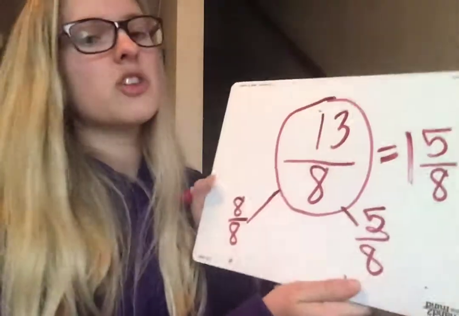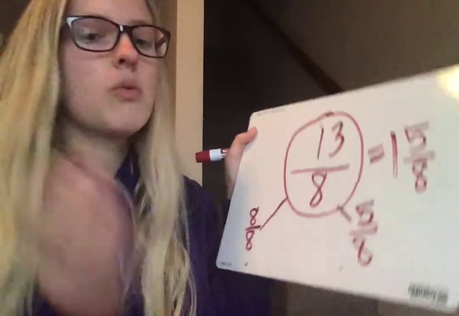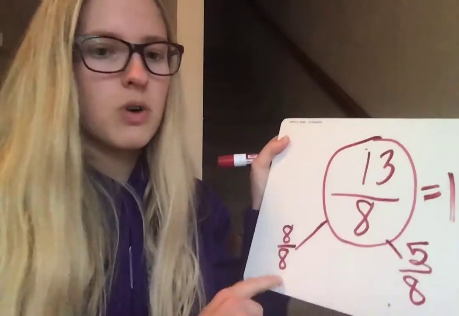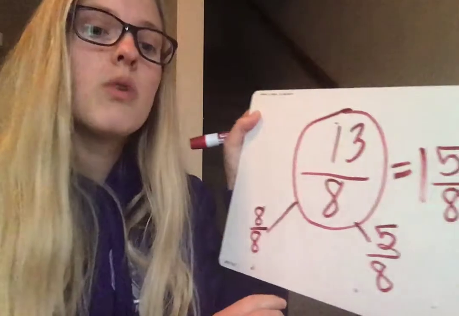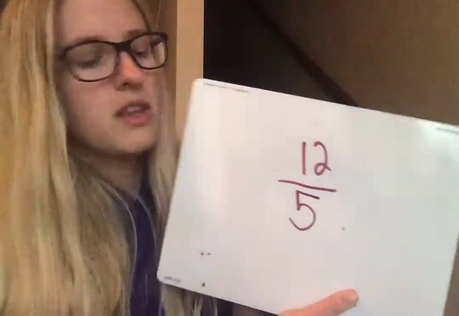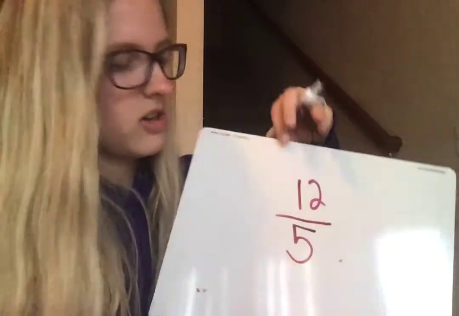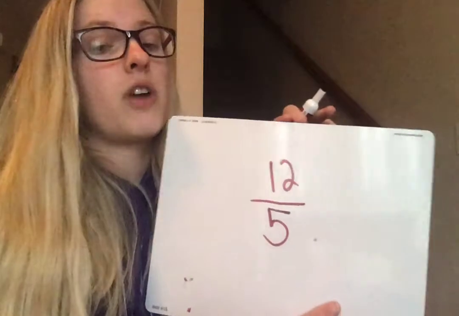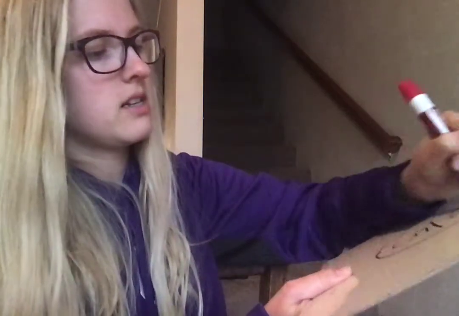So the last question you may have is, well, what happens if there's more than one of these whole numbers? Well, I'm going to show you that. I'm going to do a problem like that. So if we have something like this, 12/5. I can see 12 is definitely greater than the fifth, so it's a fraction that's greater than a whole number. So let's go ahead and decompose it.